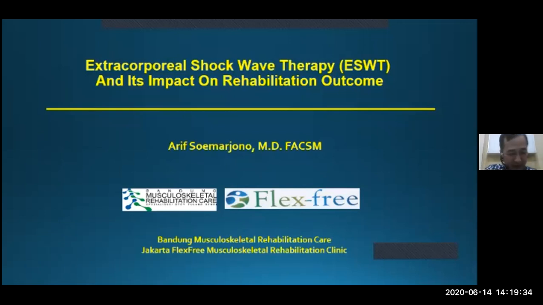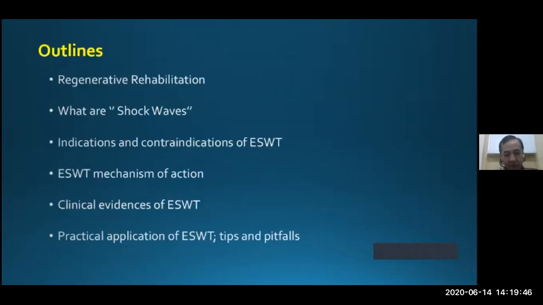Okay. Today I will talk about extracorporeal shockwave therapy, especially in rehabilitation medicine and regenerative medicine. The outline will be regenerative rehabilitation, what is shockwave, indication and contraindication of shockwave, shockwave mechanism of action, clinical evidence of shockwave, practical application of shockwave, and tips and pitfalls on how to use shockwave.